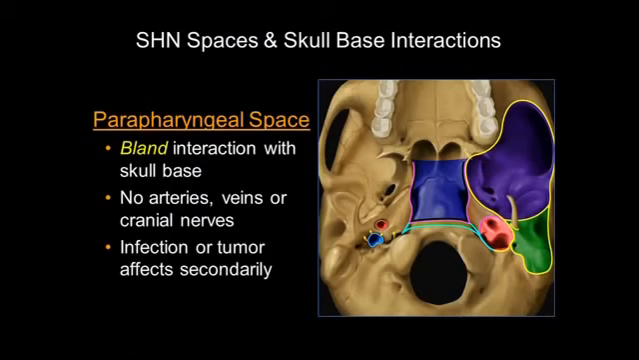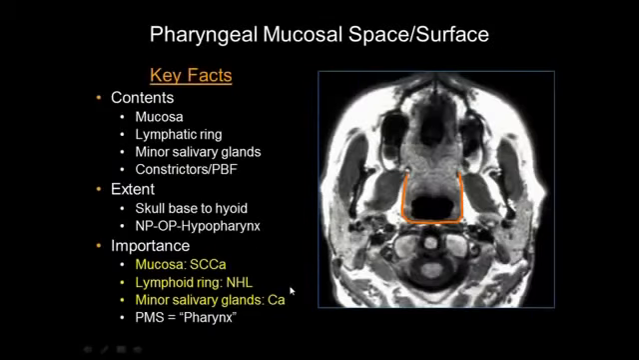When we think about the suprahyoid neck spaces, you want to think about how they interact with the skull base and what cranial nerves they interact with, because again, that will define the perineural tumor. It will also define where tumors in them get through the skull base into the intracranial compartment. In the case of the parapharyngeal space, we have a very bland area of involvement. There's no vessels, no nerves, a little bit of bone. So nothing's going on in the cephalad end of the parapharyngeal space. So that was the parapharyngeal space.